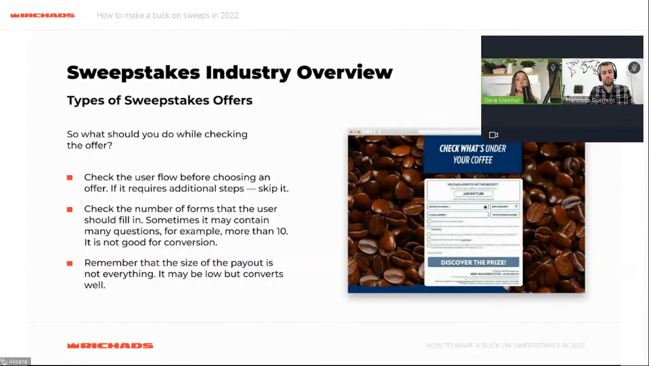Check the number of forms that the user should fill in. Sometimes it may contain many questions, for example, more than 10. It isn't good for conversion. And remember that the size of the payout is not everything. The payout may be low, but the offer can convert really well.